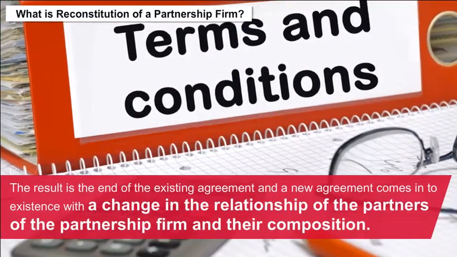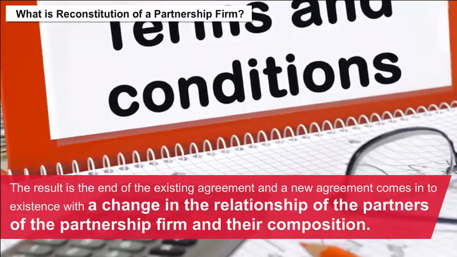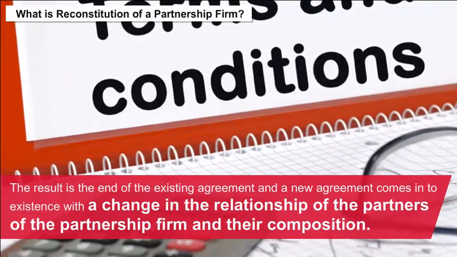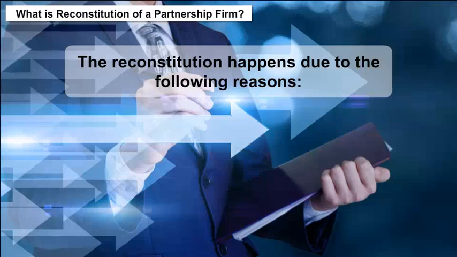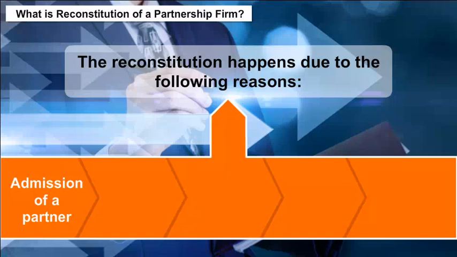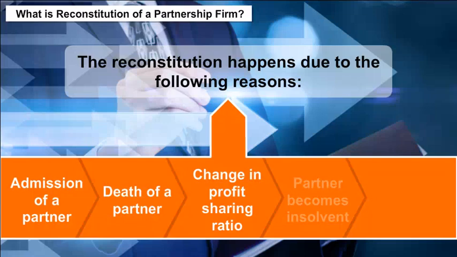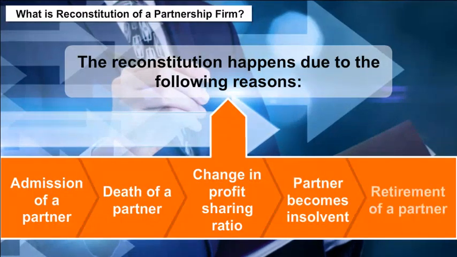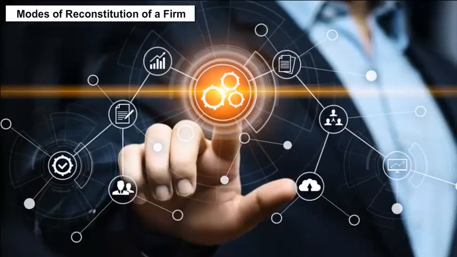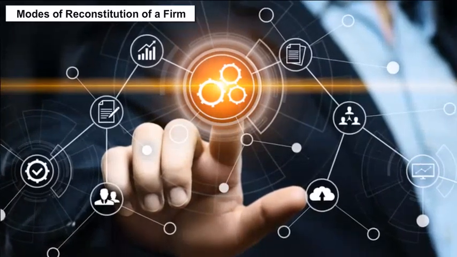The result is the end of the existing agreement and a new agreement comes into existence with the change in the relationship of the partners of the partnership firm and their composition. The reconstitution happens due to the following reasons like admission of a partner, death of a partner, change in profit-sharing ratio, a partner becomes insolvent or retirement of a partner, etc. Modes of reconstitution of a firm. The reconstitution of the firm happens in many ways.